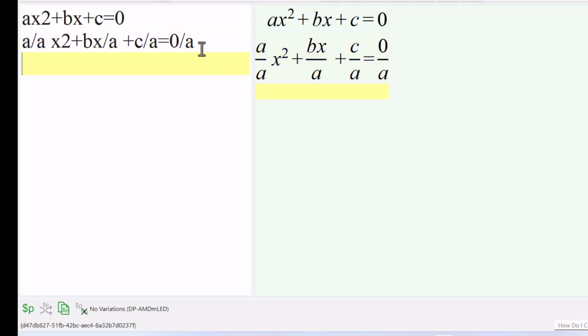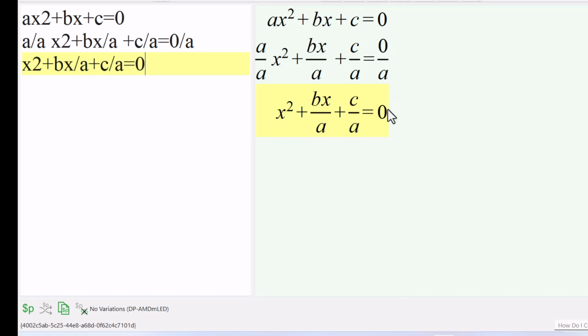So now the next step is going to be what? We already know that this a is going to cancel out this a. So in my next line, I'm going to have x squared plus bx over a, then plus c over a, which is equal to 0. So 0 divided by a is 0.